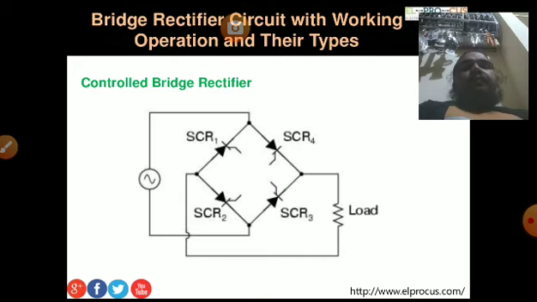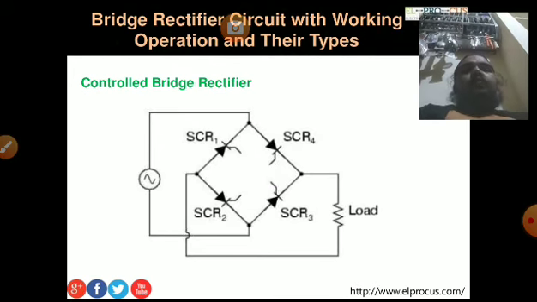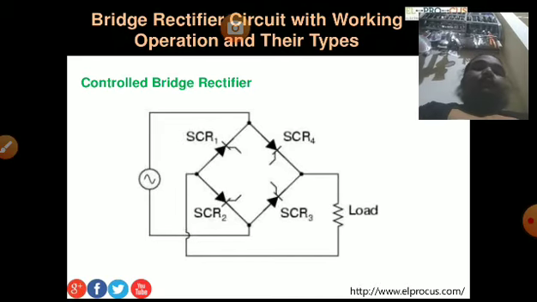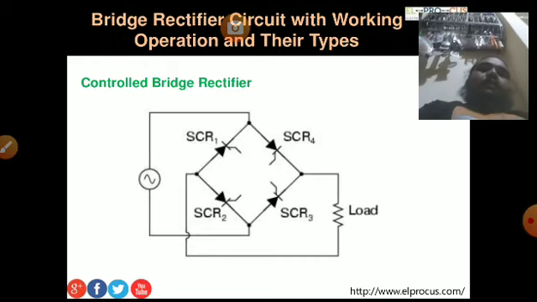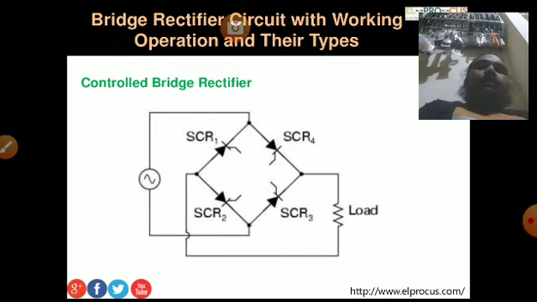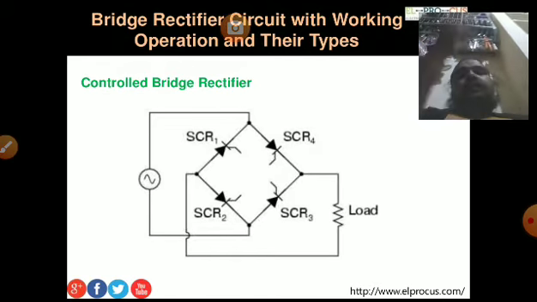In the bridge, the input is given in between SCR1 and SCR4, and the second pin is given in between SCR2 and SCR3. The output will be received across the load resistance, that is RL, taken between SCR1 and SCR2, and the other pin between SCR3 and SCR4.